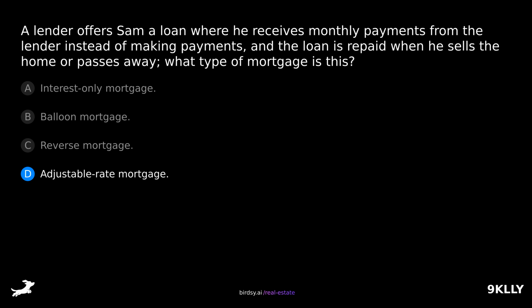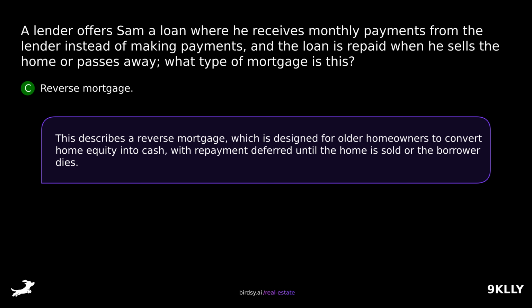D, adjustable rate mortgage? The correct answer is C. Reverse mortgage. This describes a reverse mortgage, which is designed for older homeowners to convert home equity into cash, with repayment deferred until the home is sold or the borrower dies.